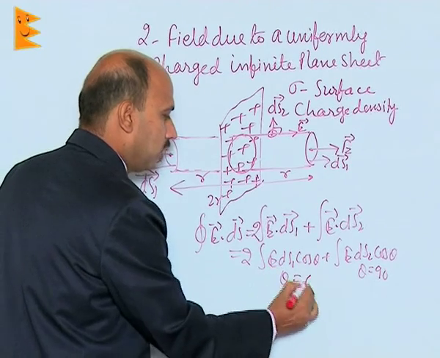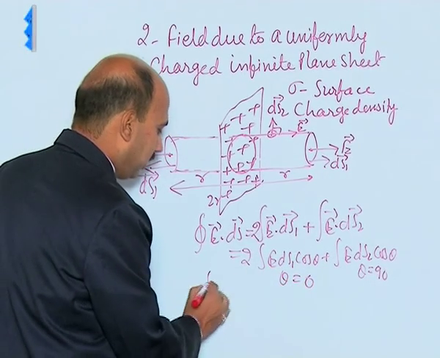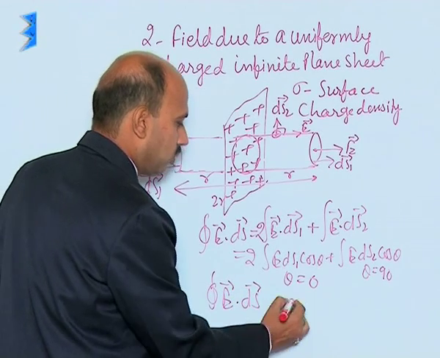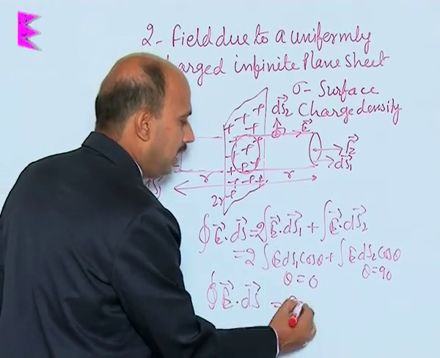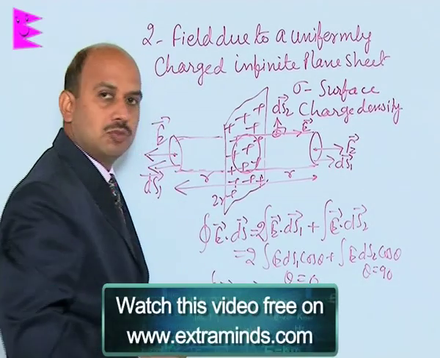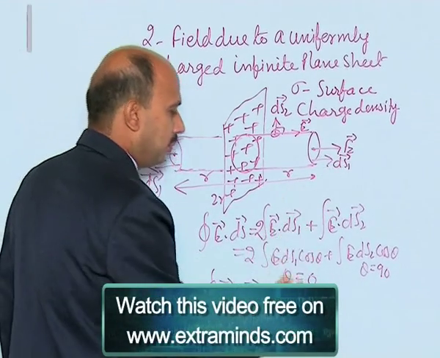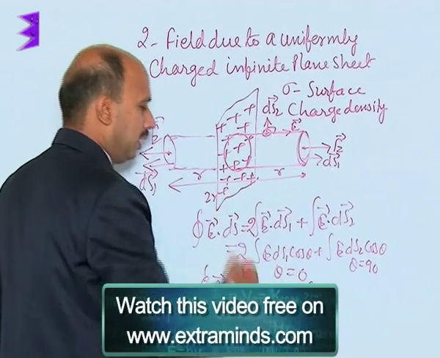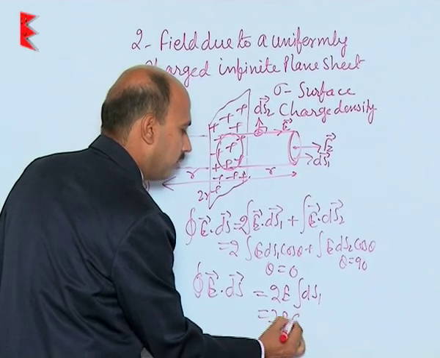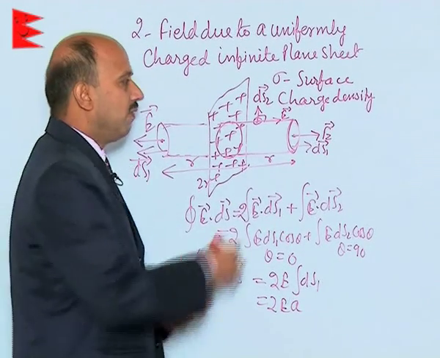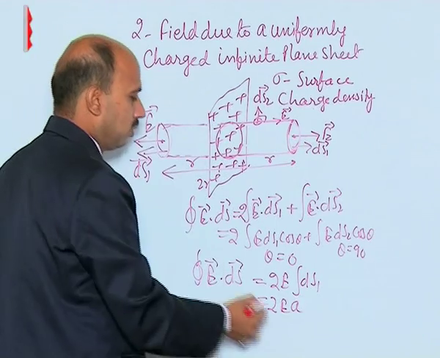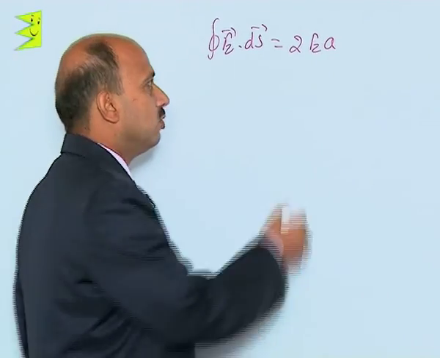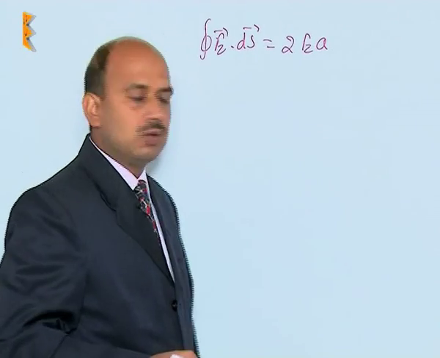So, here theta is equal to 0. So, we can write here total flux, integral of E dot ds, is equal to twice of E, we can take common because E is constant at these points, and integration of ds we can take here. Suppose the area is A, so we can write twice of EA. So, total flux through this surface and this surface is equal to 2EA. Now, the total electric flux through the Gaussian surface is this much, 2EA.